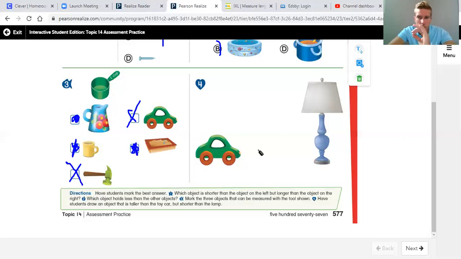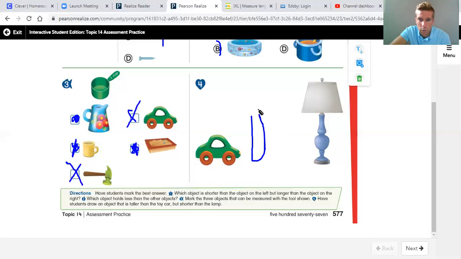All right, now number 4, a really good one for our artists in this class. It has students draw an object right here that is taller than this toy car, but shorter than the lamp. Taller than the car, shorter than the lamp. Draw anything you want. I bet my friends that play baseball might draw a baseball bat. I bet some of the girls might want to draw unicorns because I know we have some friends who love unicorns. You can draw anything you want, but it has to be taller than the car, shorter than this lamp. So maybe I would draw a baseball bat, right?